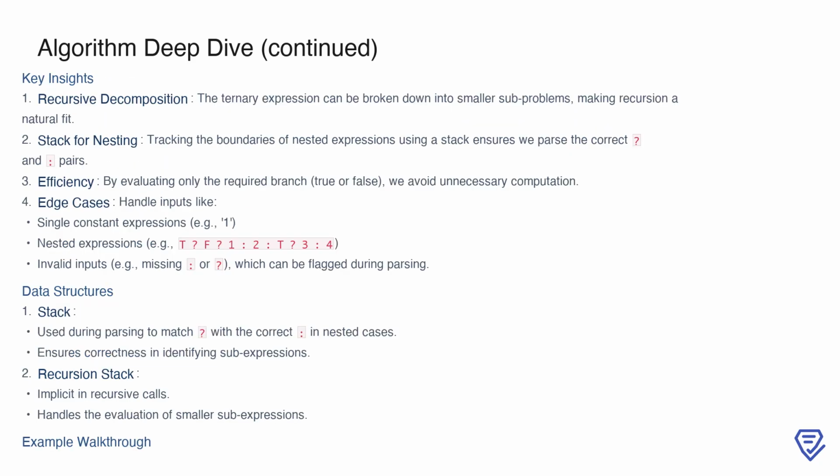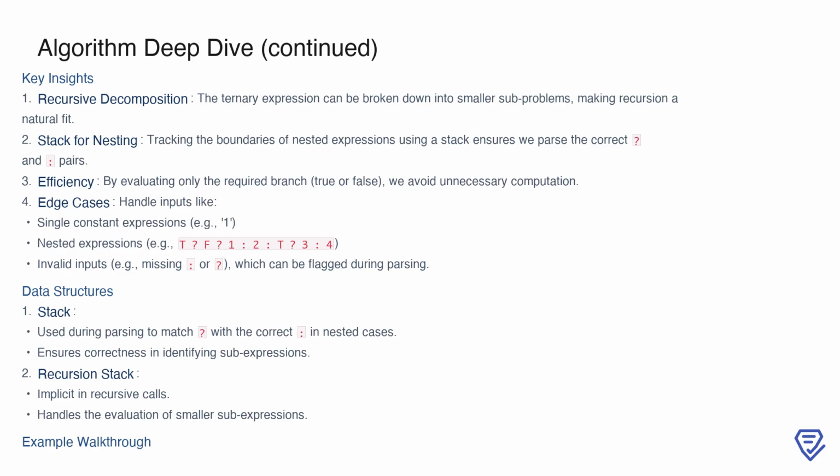This approach relies on a few key insights. First, the problem lends itself naturally to recursive decomposition. We can break the ternary expression into smaller subproblems and solve each one recursively. Second, the use of a stack is crucial for handling nested expressions. It ensures that we correctly match each question mark with its corresponding colon, even in deeply nested cases. Third, the algorithm is efficient because it evaluates only the necessary branch. For example, if the condition is true, we skip evaluating the false branch entirely, saving both time and resources.